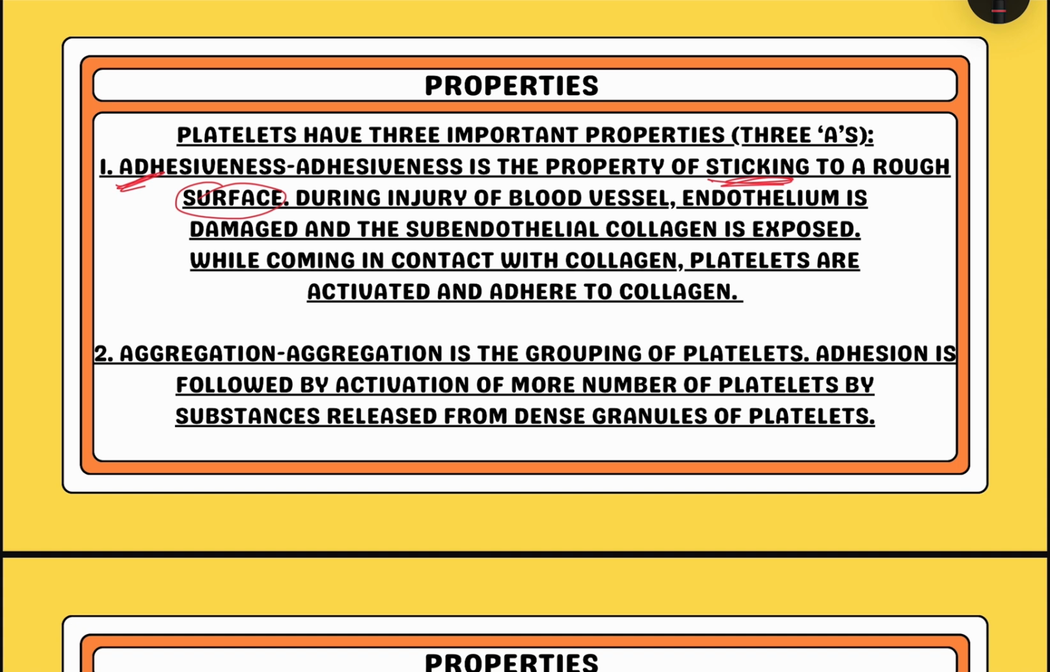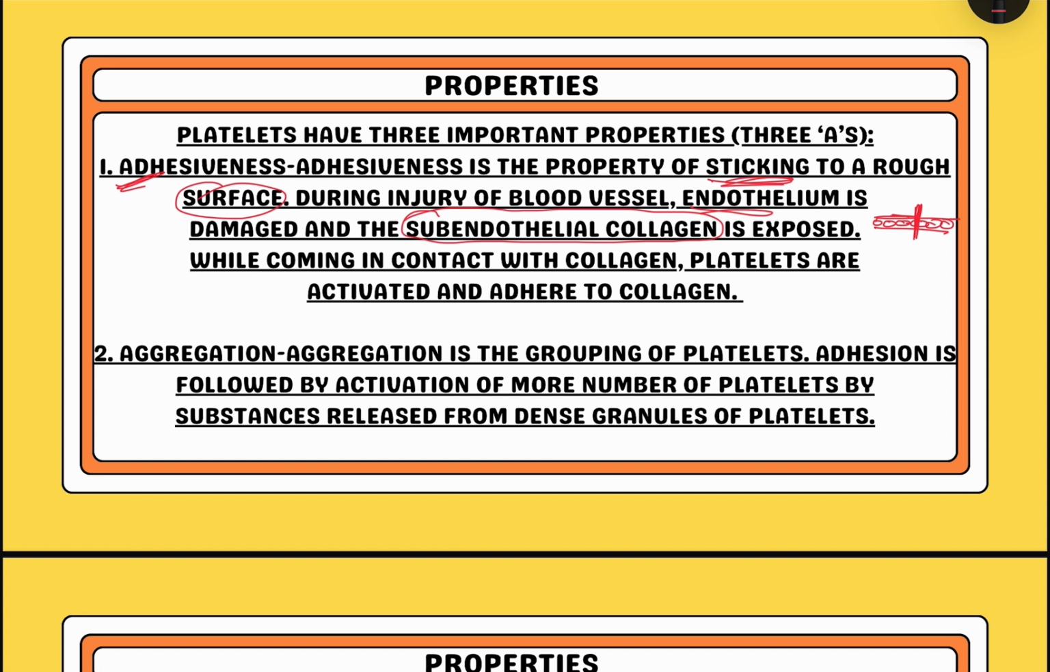So let's understand it with the help of a rough diagram. If we consider it to be a blood vessel, and the RBCs, WBCs, platelets, the entire composition of the blood is flowing through it. So if there is any kind of rupture or injury at this site, the endothelium wall is damaged, and as a result the subendothelial collagen is exposed. And when it is exposed, the blood which is traveling, when it comes in contact with it, especially the platelet part, adheres to it. So this is what we mean by adhesiveness. And this adhesiveness is also affected by various factors.